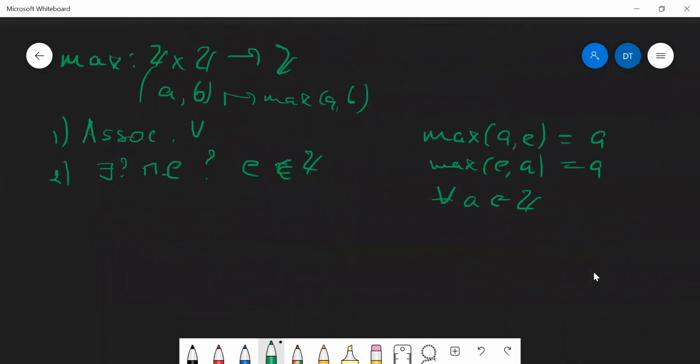Since there is no neutral element, by the way, are there any questions regarding this? Okay, so since there is no neutral element, it doesn't make sense to discuss the inverse elements. And of course, it's commutative. I believe it's clear, it doesn't matter the order of the arguments in the maximum function. So you cannot make a group out of this operation.